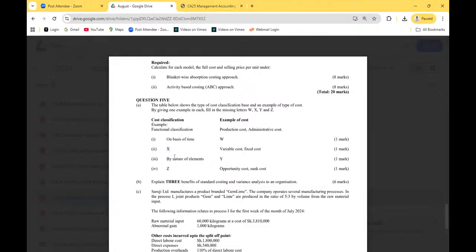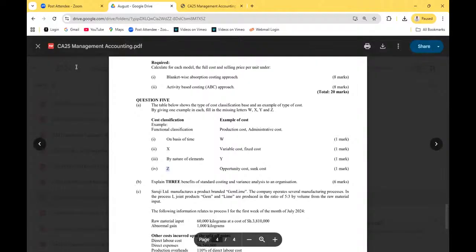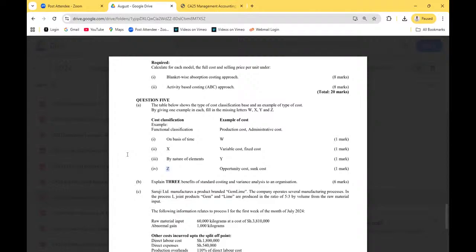By nature of elements, so that's why I talk about the material cost, the labor cost, the overhead cost, right? Good. Then Z, opportunity cost, the sunk cost, how do we call them? How do we call them? Don't be surprised that the examiner will tell you differentiate between discrete cost and sunk cost. How to differentiate between these ones here?